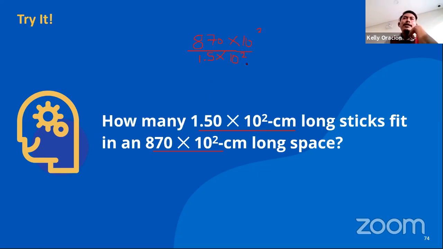Okay, the answer is, sabi dito, 580 times 10 raised to 0. Tama, di ba? 580 times 10 raised to 0. Now, how about convert into scientific notation? This is, di ba, 580, bawal, di ba?